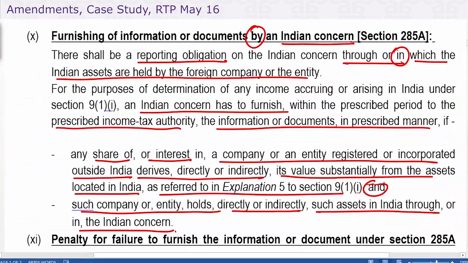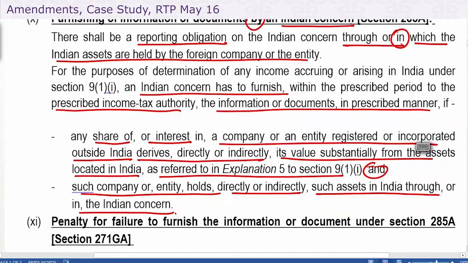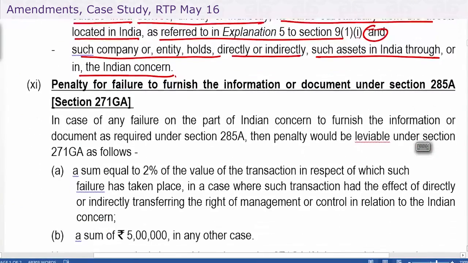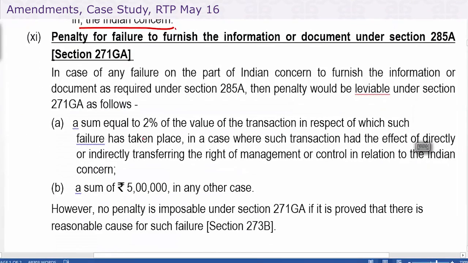We are not going into details. And of course, if they do not furnish the details as prescribed, then there is a penalty. There is a penalty equal to 2% of the value of the transaction in respect of which the failure has taken place. A sum of 5 lakhs in any other case.